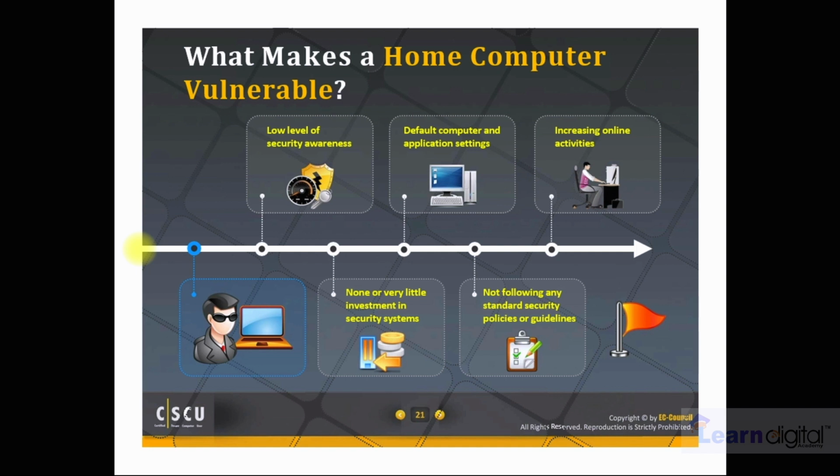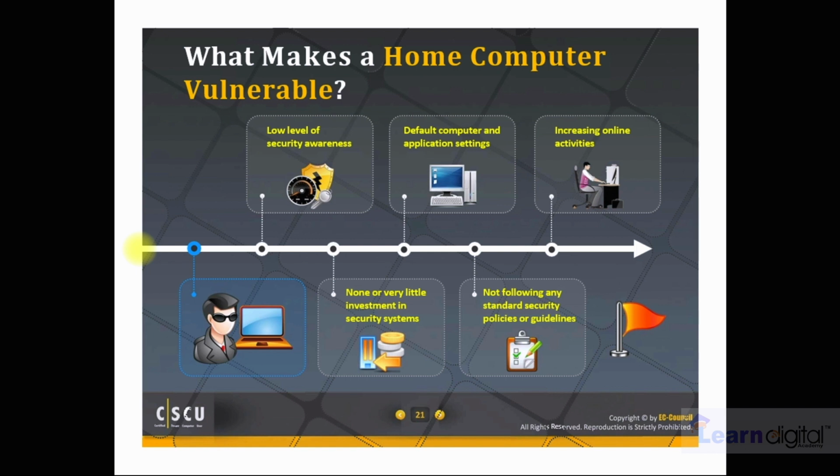If you are a server administrator, system administrator, or security engineer, please make sure that you are investing some amount into security systems like firewalls, checkpoints, intrusion detection systems, or prevention systems. Again, the third point is default computer and application settings. Please make sure that you are monitoring the default application settings of your system. Then, not following any standard security policies or guidelines. If you are not following them, then obviously you may get some attacks or problems.